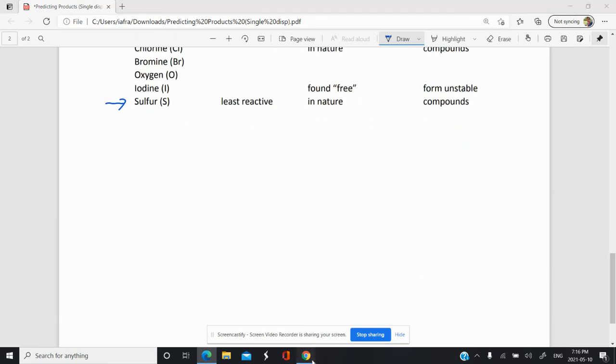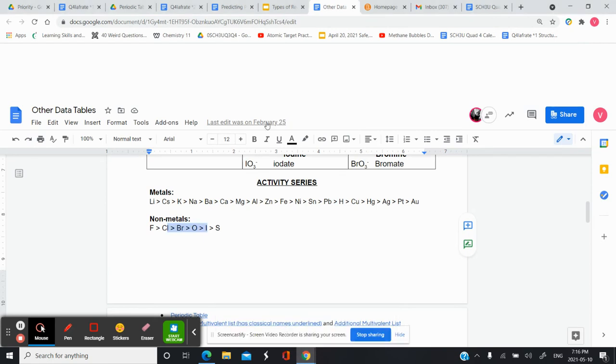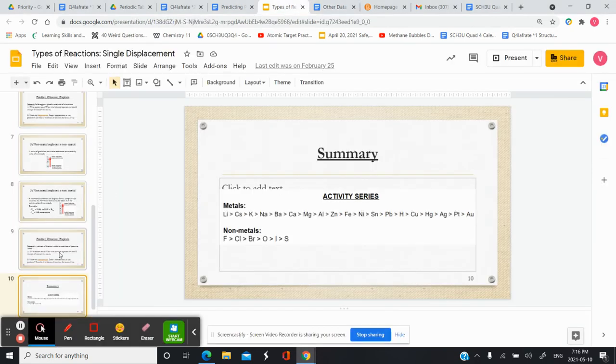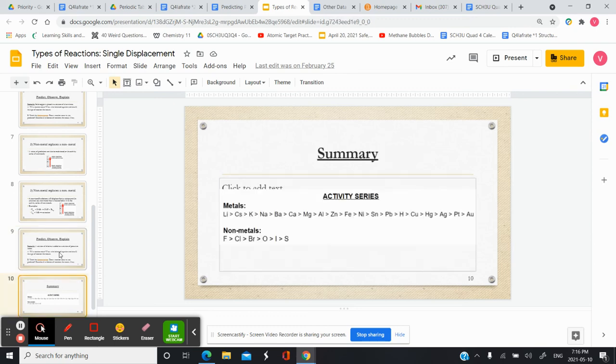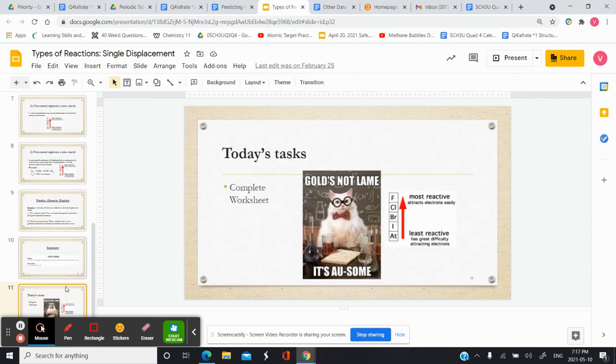So now that we've done those examples, you can go ahead and try the scenario from the predict, observe, explain situation there. And then also, this is just a summary here of our activity series. We have one for metals and one for non-metals. Make sure you retry the examples from the presentation so you understand those before jumping into the worksheets. And when you go to the worksheets, don't worry about doing every single question. Focus on picking and choosing questions that give you a variety of practice so you can understand the concepts.